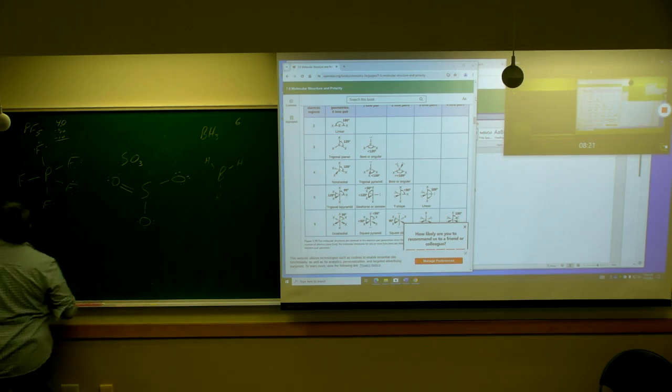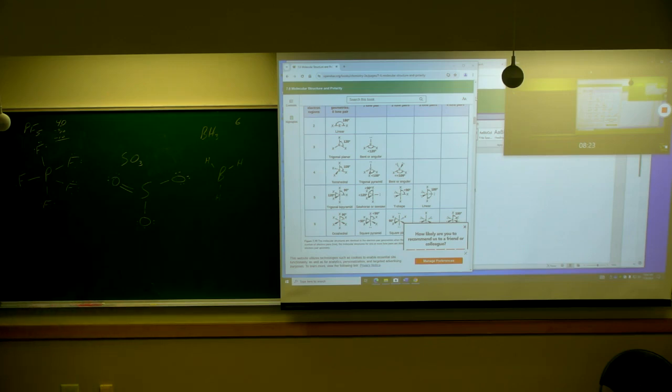SF5Cl. We've got 35 electrons from fluorine. Do it over here. We've got 7 more for chlorine, so that's 42. And how many for sulfur?